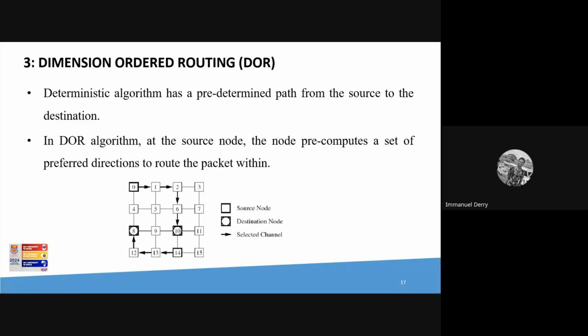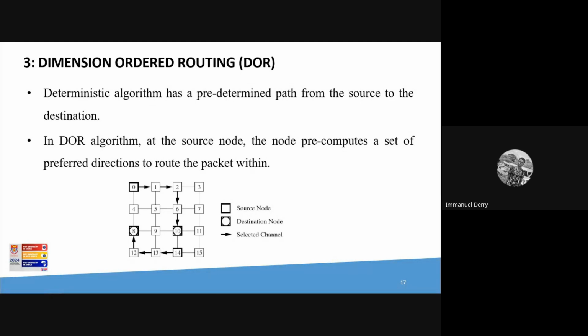All right, so we have what we call dimension ordered routing, where we have deterministic algorithms which have a predefined path from the source to the destination. In the DOR algorithm, at the source node, the node pre-computes a set of predefined directions to route the packet within.